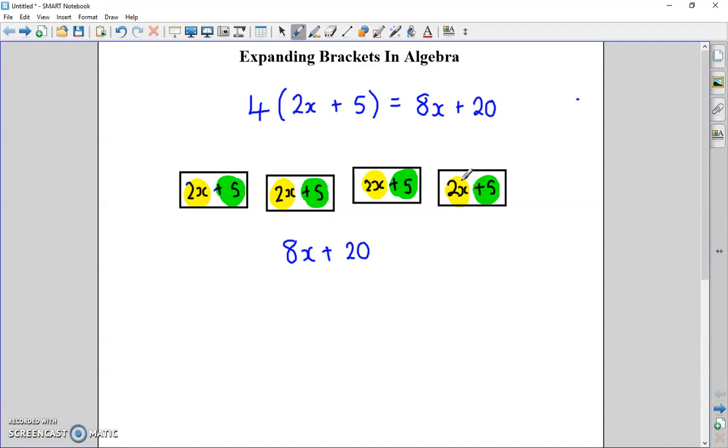But you don't want to be drawing boxes every time. It's going to take ages. So is there a shortcut? Well, yeah. If you go back to how I counted these up, I said 2, 4, 6, 8. That's 4 times 2. And I said 5, 10, 15, 20. That's 4 lots of 5. So that 8 there is 4 times 2x, and the 20 there is 4 lots of 5, which makes sense. If all of these boxes are the same, and I've got 4 of them, then I just multiply what's in the box by 4.